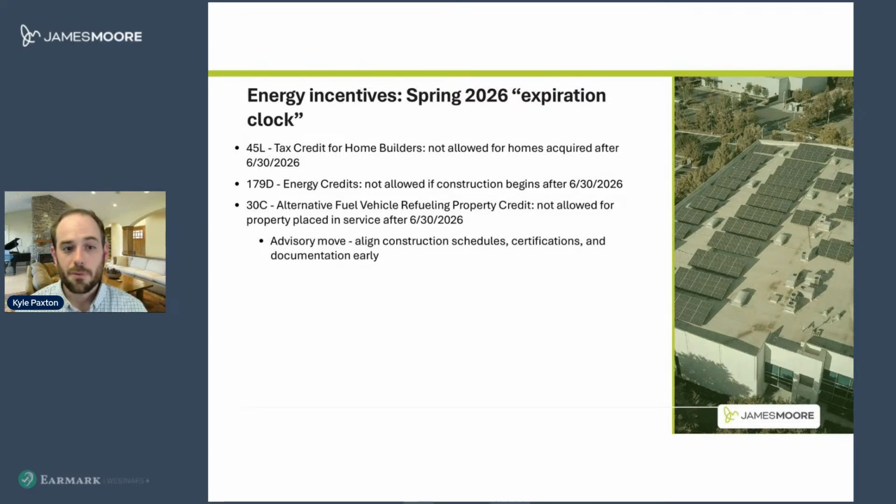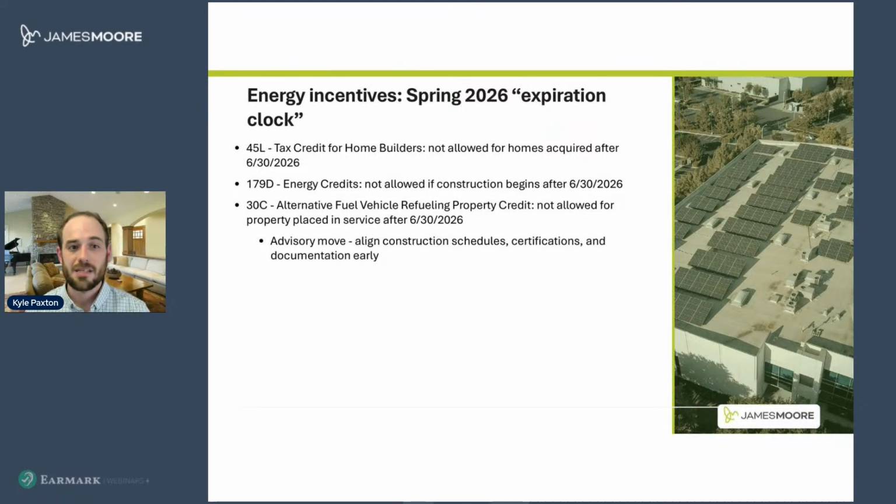I'm going to touch on this one briefly because it's going away, but this is one of the downers for the One Big Beautiful Bill Act for our real estate folks. As of spring 2026, when this webinar is occurring, we have a lot of provisions that are about to expire, energy incentives. If they're not moving, they need to be moving now, and making sure the advisory focus is making sure those construction schedules, certifications, and documentation are tied up in advance.